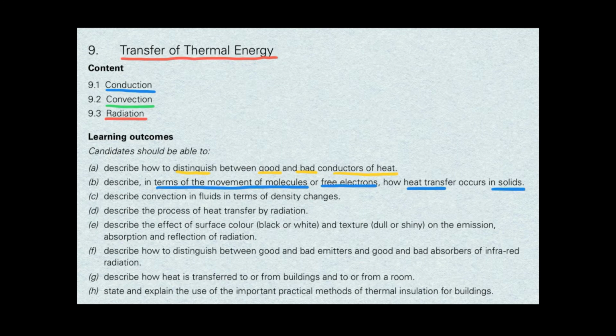It wants us to describe convection in fluids. Okay, now fluids is a confusing term. Let me simplify it for you. So fluids, it's basically liquid and gas. So it's both liquid and gas. It's not only liquid. Okay, so he is saying describe convection in fluids in terms of what? In terms of density changes. Now this is an important term, density changes.